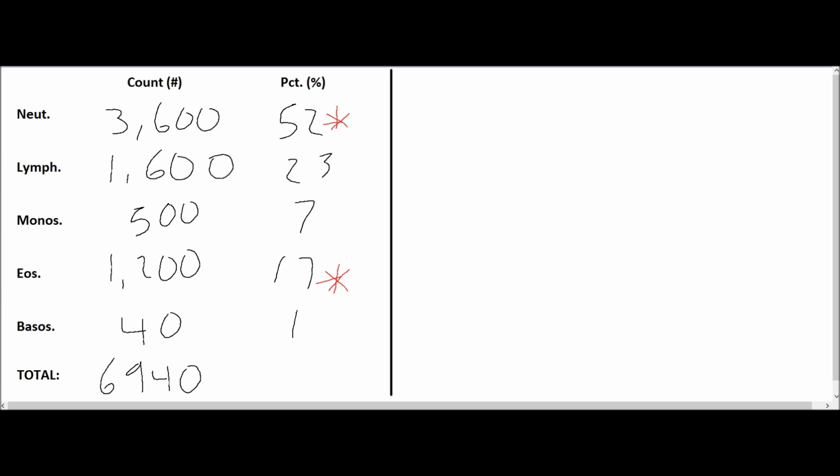So I'm just going to quickly review what we may see. So an elevation or a decrease in each of these. So in neutrophils, if we see the increase, we tend to think of that as an infection, maybe a bacterial infection. So we'll say a bacterial infection.